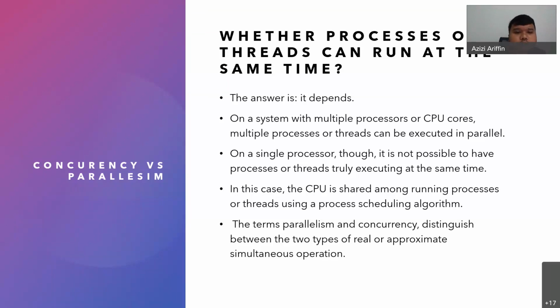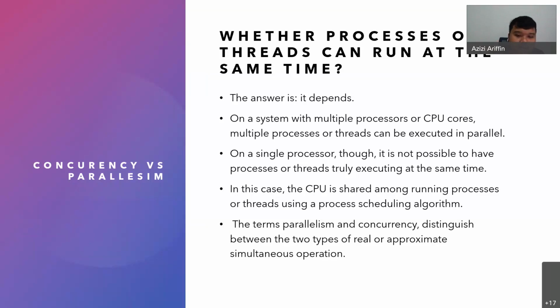So on a system with multiple processor or CPU cores, multiple process or thread can be executed in parallel. Ini kalau kita ada multiple processor ataupun CPU cores. But on a single processor, it is not possible to have process or thread truly executing at the same time, since the one doing all the tasks is still only one single CPU. So in this case, the CPU is shared among running process or thread using a process scheduling algorithm. So dia gunakan first in first out ke, guna round robin ke, terpulang. Tapi still dia akan share satu CPU.